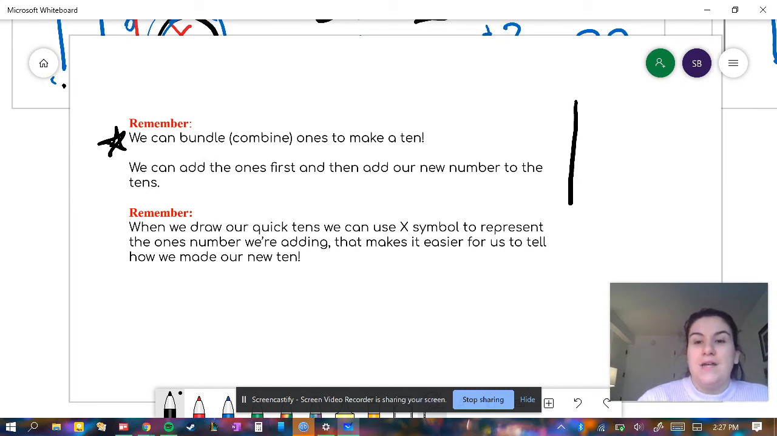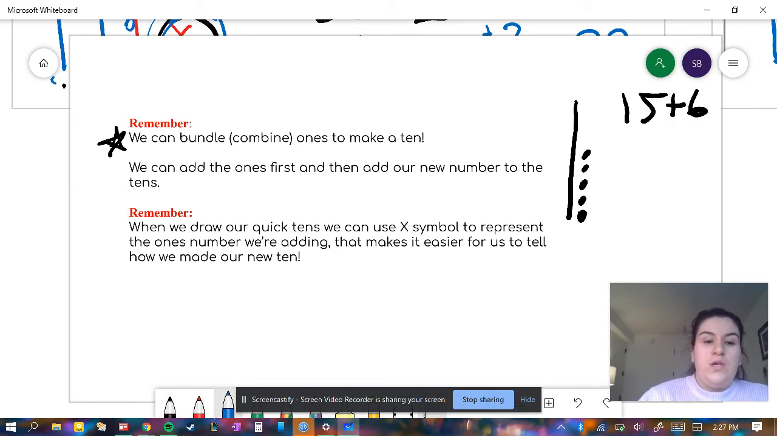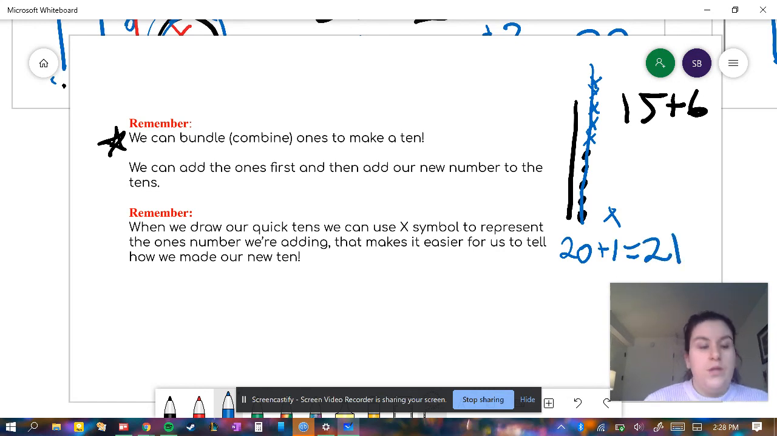So what I mean by that is that when we had, let's say, 15 plus 6, we were able to add our ones on first. Then we knew we had tens and we were able to add that on. So we were able to say, oh, okay, so 20 plus 1 is 21.